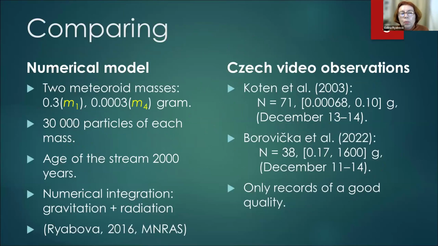So I compared a numerical model, just two meteoroid masses, and Czech video observations published by Koten and colleagues, and published by Borovička and colleagues, and only records of good quality. And as you see, Czech video observations have neighboring intervals from 10⁻⁴ degree gram, like this. And these bolides, large ones, are represented more or less by this.